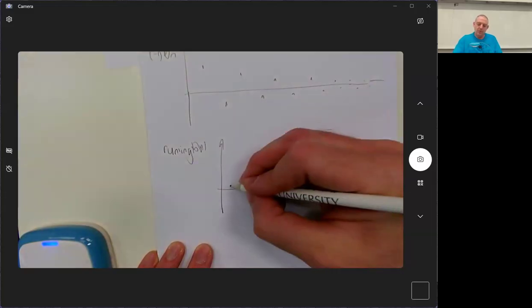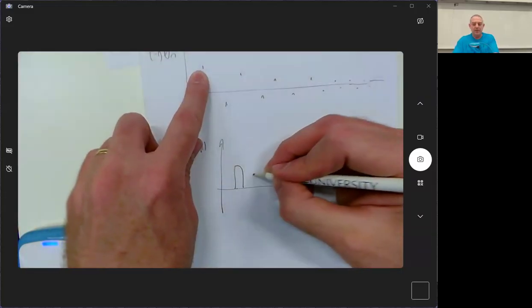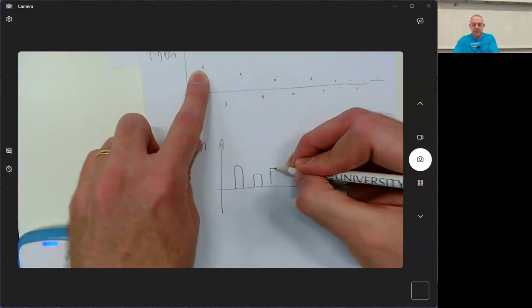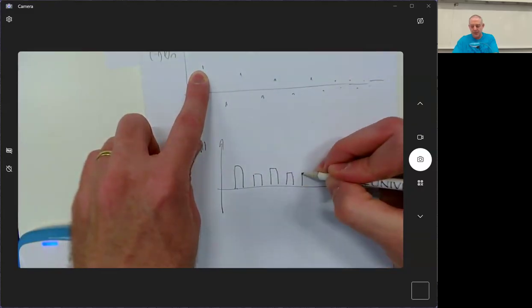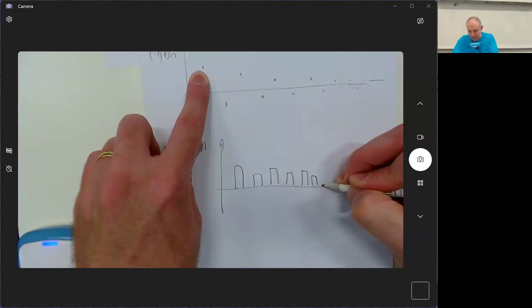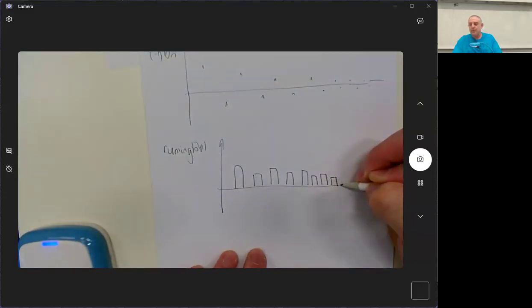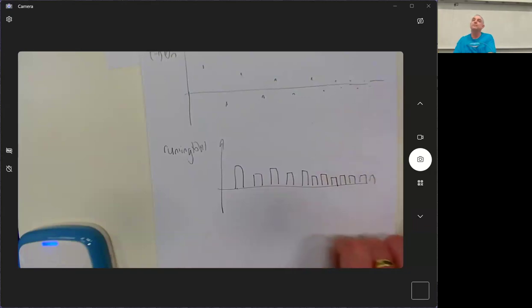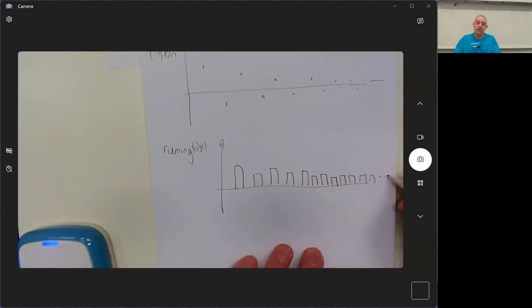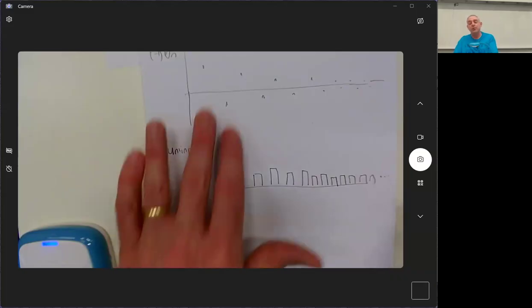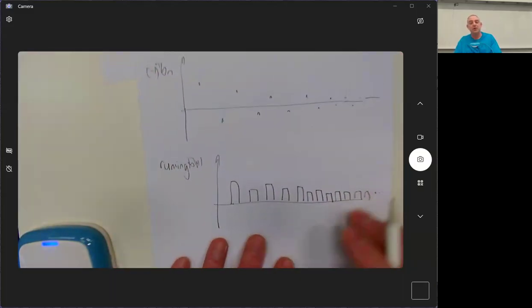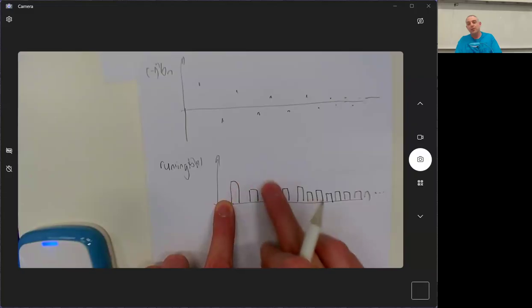the running total at this point is here, and then it went down a bit, and then it went up a bit, and then it went down a bit, and then it went up a bit, and it went down a bit, and then it went up a bit, and it keeps going up and down by less and less and less until it settles down. That's the idea. The individual terms alternate between positive and negative, but the running total alternates between going up and going down.